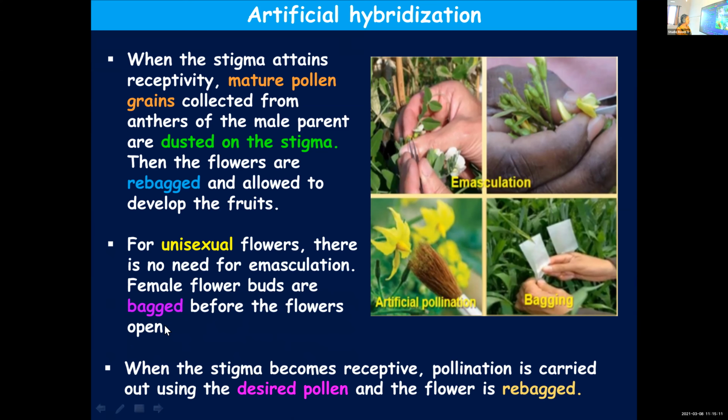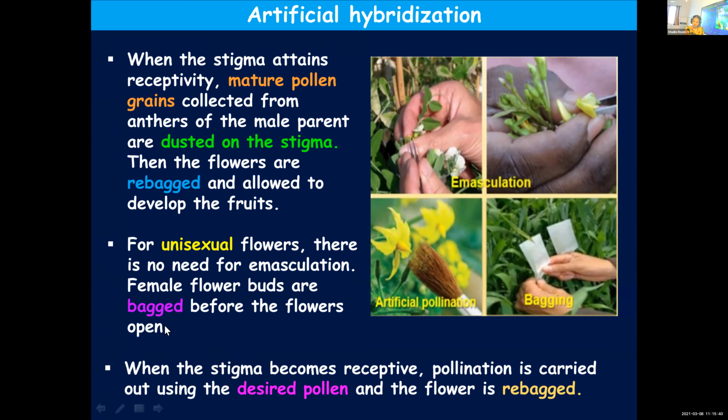For unisexual flowers, there is no need for emasculation, but female flower buds are bagged before the flowers open. So in unisexual flowers, only one of the reproductive structures will be present. So there is no point of removing the anthers, but definitely even before the flowers open, the stigma will be kept covered so that pollen from other flowers will not fall on this particular stigma.